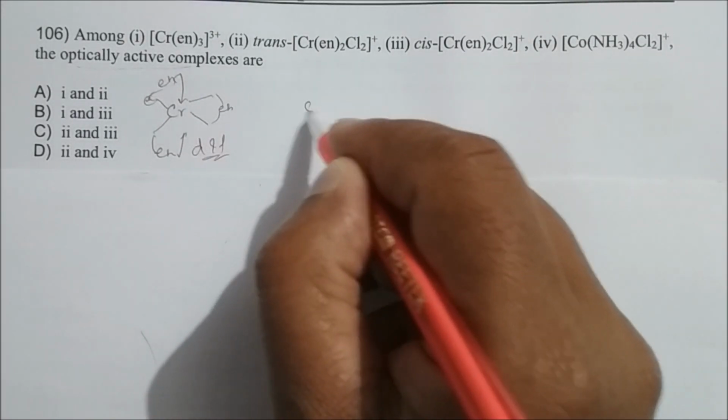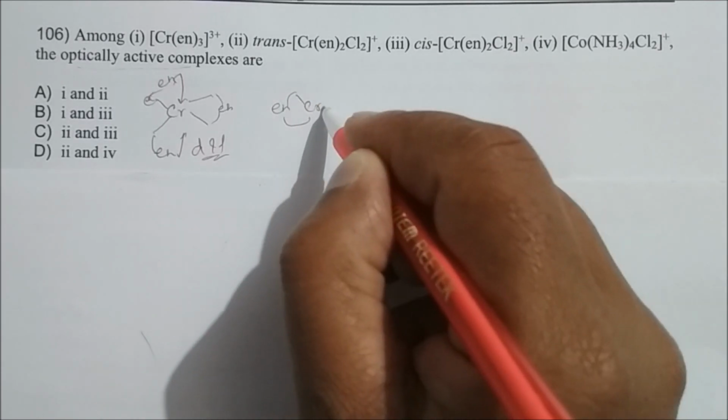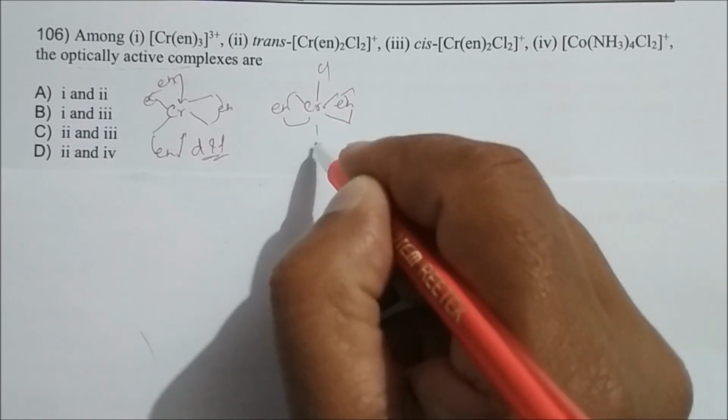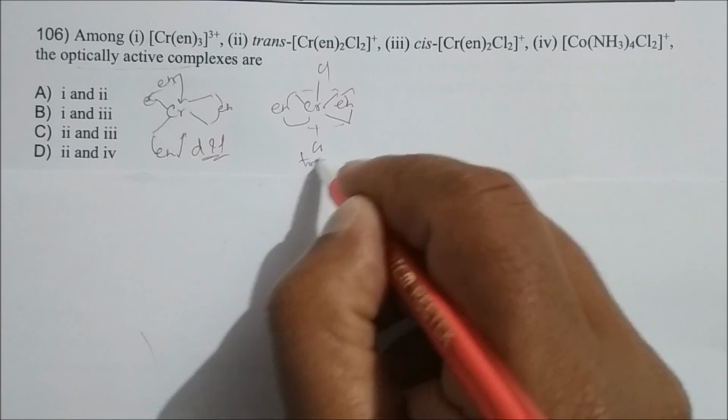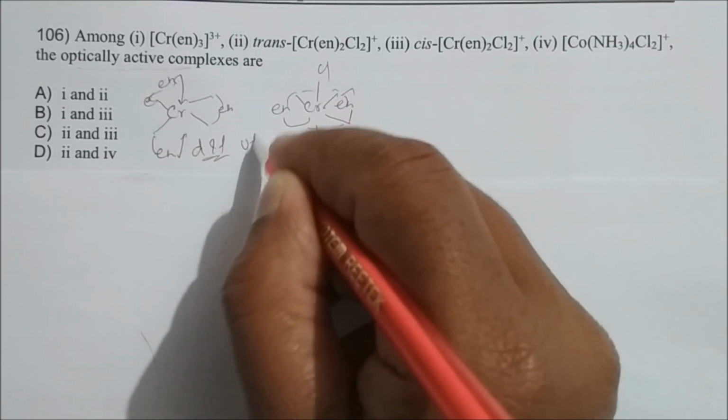So we can take chromium in the middle, and for trans, we can take en this side, and again en this side. Okay, this is there, with Cl up. So this is the trans form. This is optically inactive. This is optically active.